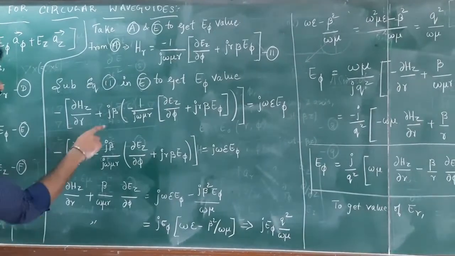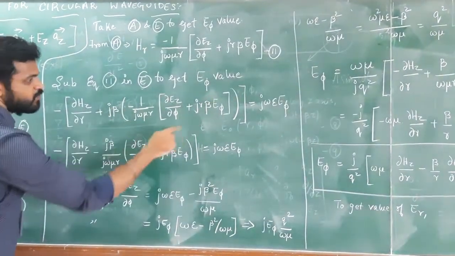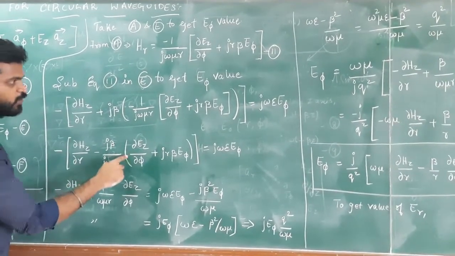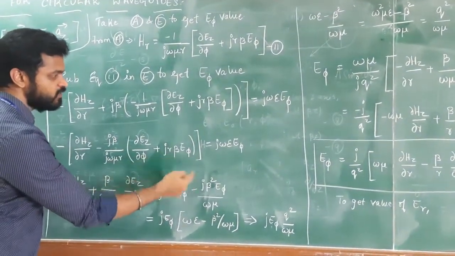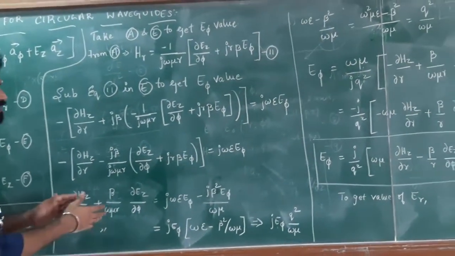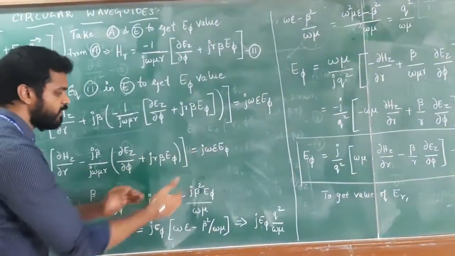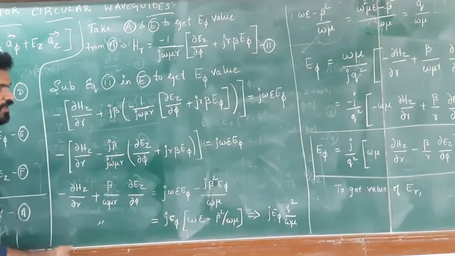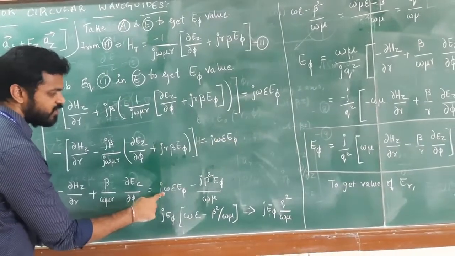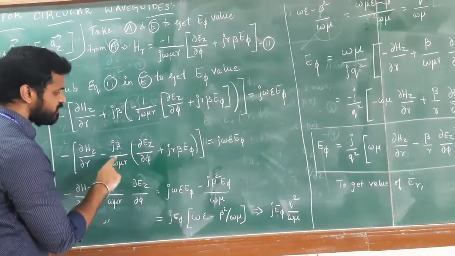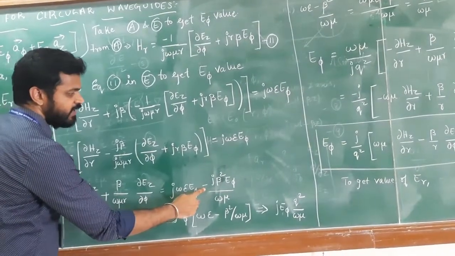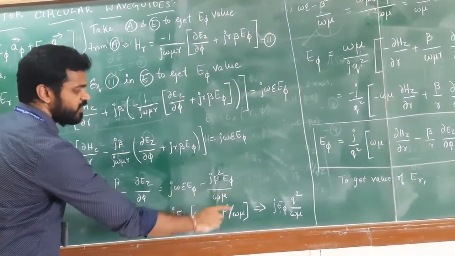So we are going to multiply this jβ inside this corresponding Hr value. So it becomes jβ by jωμr into ∂Ez/∂φ plus jrβ into Eφ. After this, we will try to segregate the components of Eφ separately and the remaining components separately over here. So we have taken the corresponding Eφ components to the right hand side. So it becomes jωεEφ minus the corresponding jβ, with jωμ multiplied inside. So it becomes j minus jβ²Eφ by ωμ.